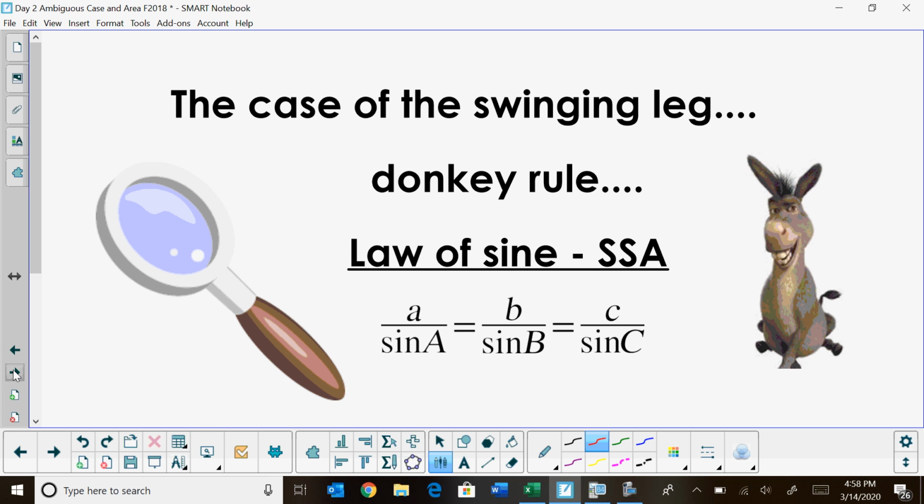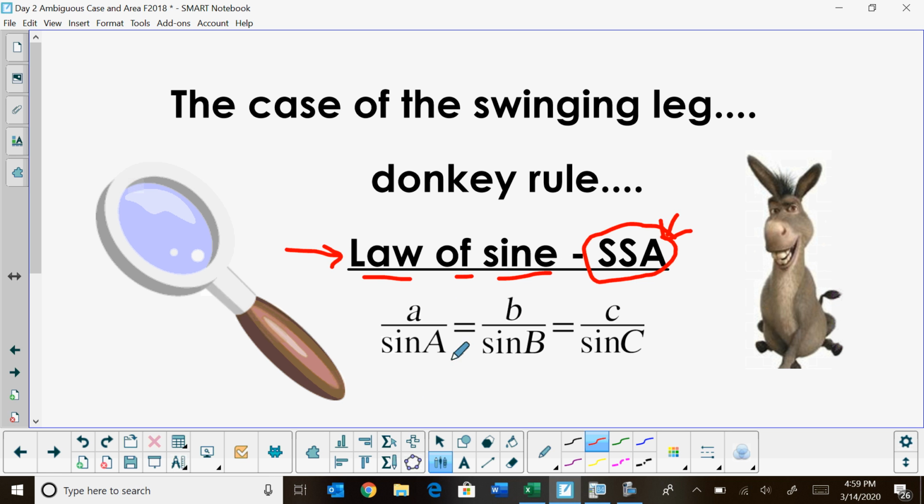Okay, so what are we covering today? We're covering what I call the case of the swinging leg. I also call it the donkey rule with our triangles. So what do we mean by donkey rule? Well, the SSA, or the angle given two sides. If you have an angle followed by two sides, or two sides and a non-included angle, we're going to use the law of sine to solve that.